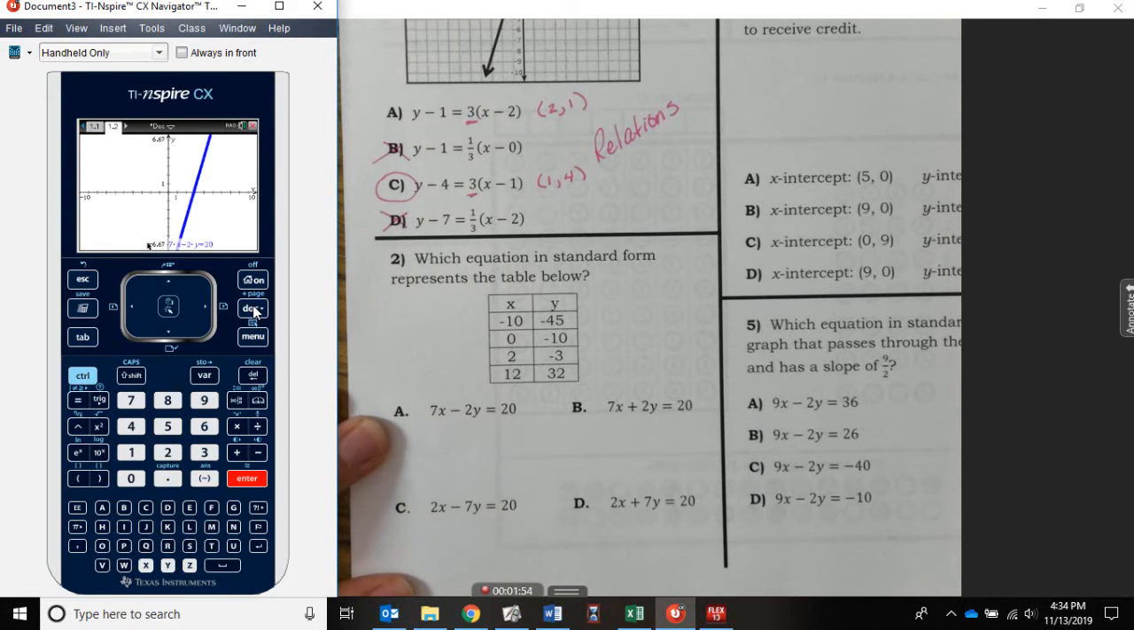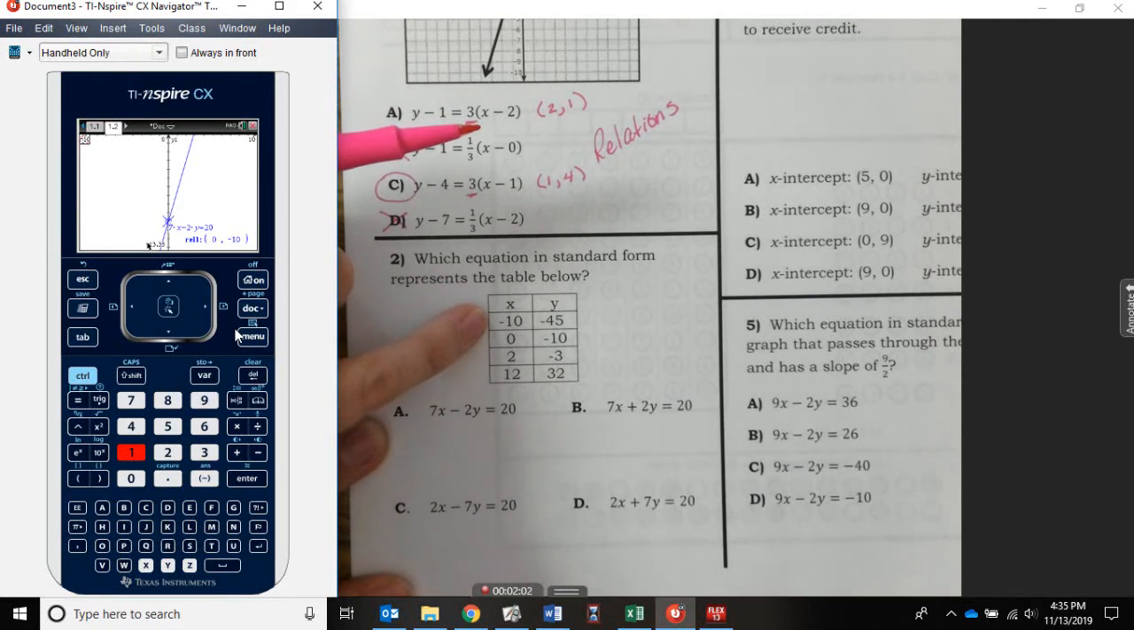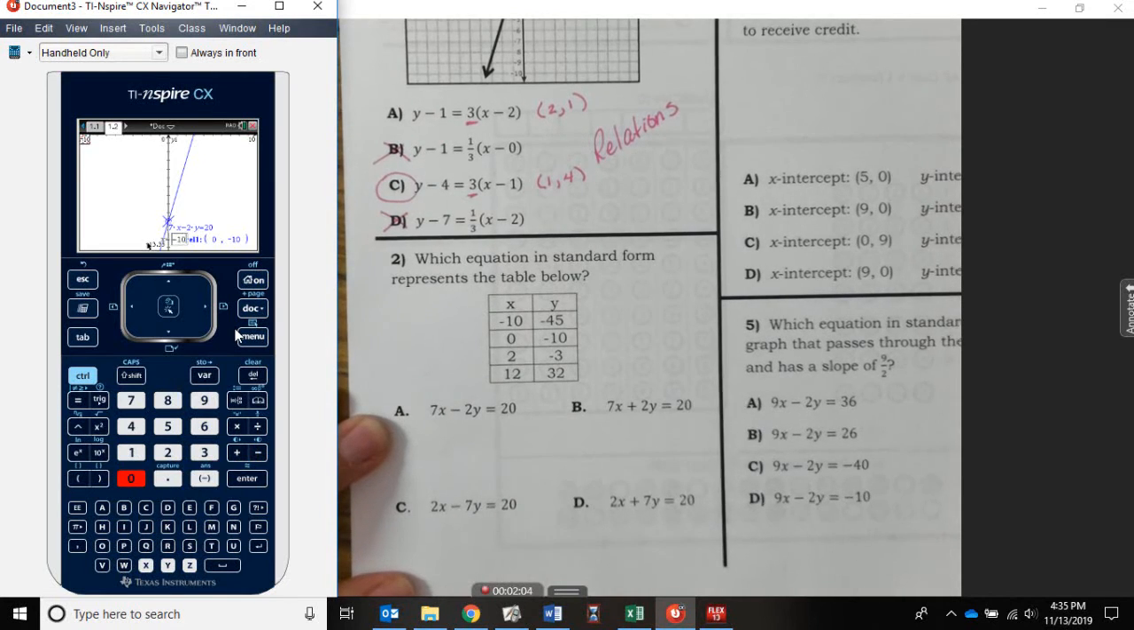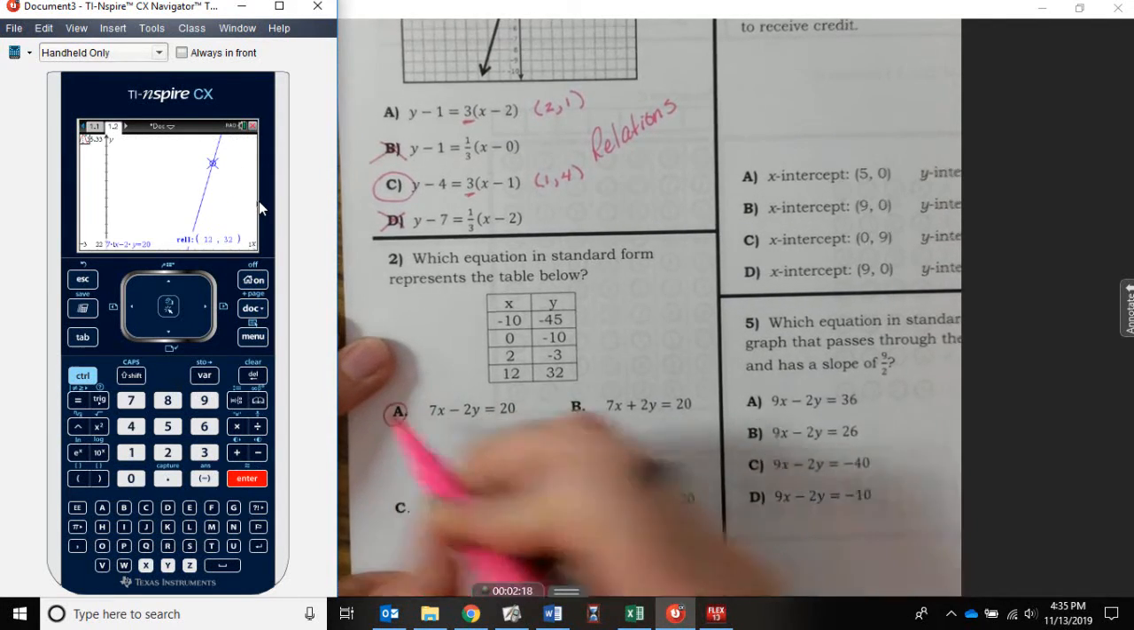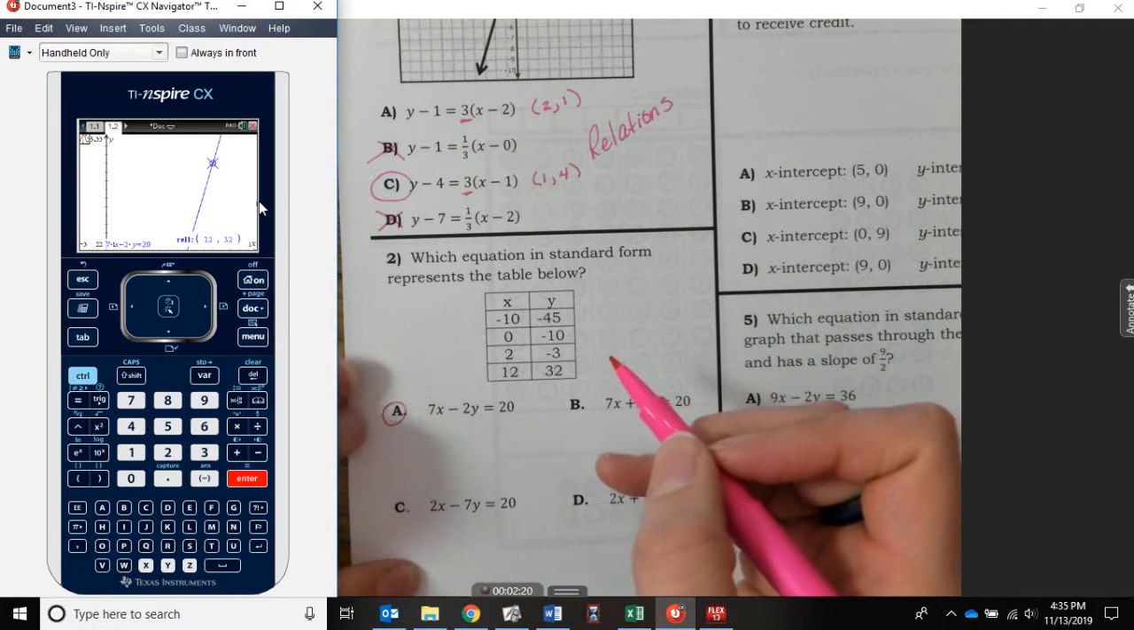And when I graph it, in order to check my points, I press menu 5, 1, and I'm going to type in the x value from the table, so negative 10, and if it gives me negative 45, I'm going to keep going. So 0 gives me negative 10, 2 gives me negative 3, and 12 gives me 32. So my answer here was actually A, but I'm going to show you a different way.